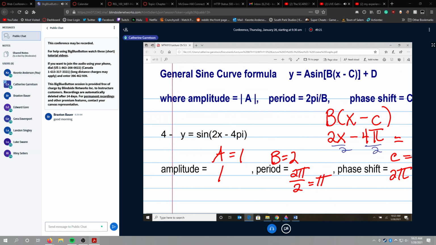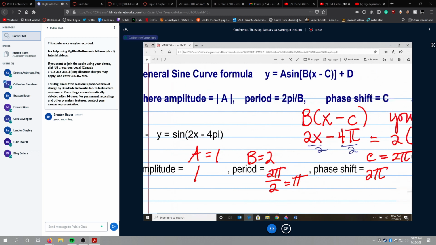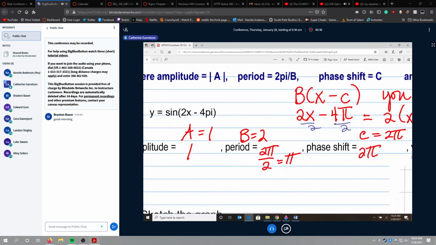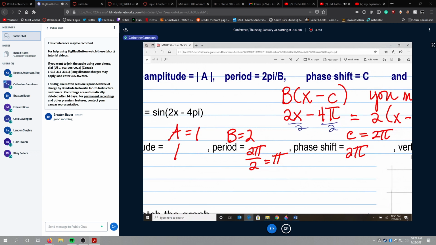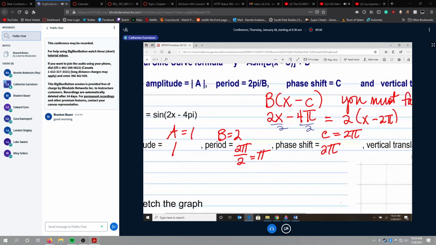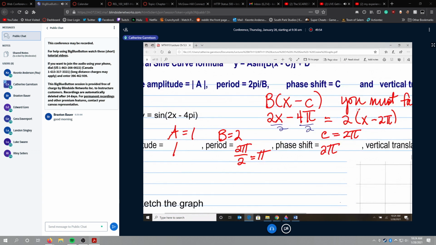So what's inside there, we've got to get it in the form of b(x minus c). In other words, I'm going to have to factor out the 2 so that I can figure out what is the true phase shift. And somebody says, why do I have to do that? And it's like, because that's the way the formula works. It's the best I can explain it. All right, so when I factor out 2, I mean I divide both of these by 2. And so here is my b, which changes the period. And this is the phase shift.